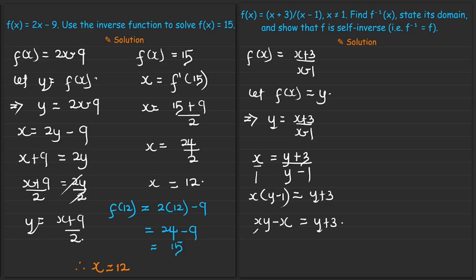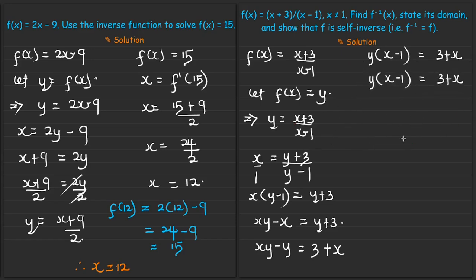So grouping like terms, we have xy, then this y moves to the other side to give us a minus y, equals 3. This x also moves to the right hand side to give us a plus x. We can factorize the y we have here so that we have y into bracket x minus 1, which is equal to 3 plus x. We then divide both sides by x minus 1.